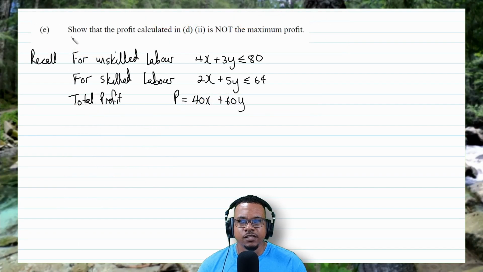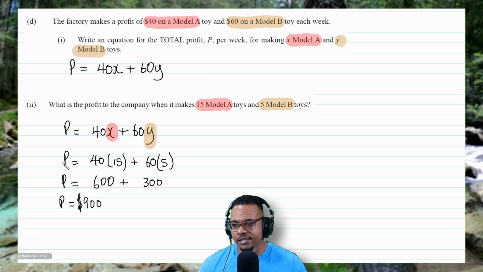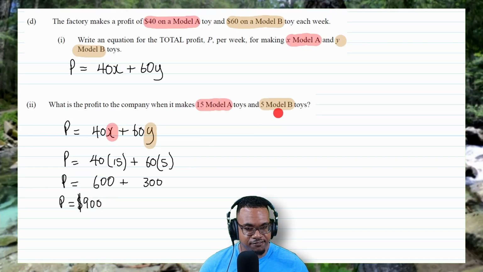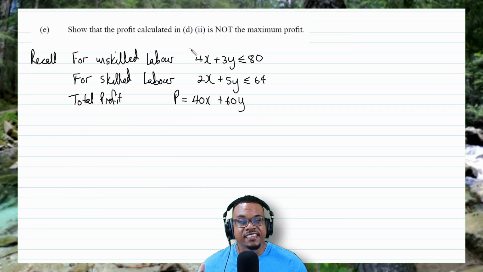All right, so part E, they want to show that the profit calculated in D part 2, which is $900, and that was for 15 Model A and 5 Model B toys, is not the maximum profit.